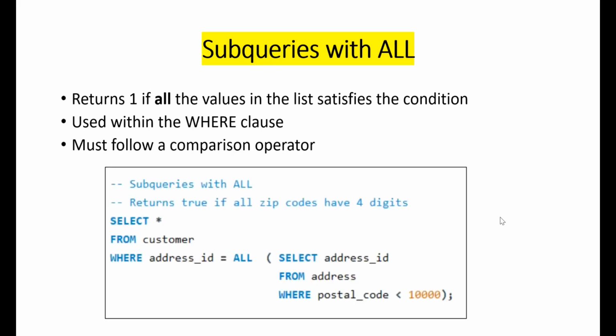Same thing, here we have the same example like the any, but we use all. So return true if all zip codes have 4 digits. As we will see, there are postal codes which have 5 digits. Thus, not all the values in the address ID list are with 4 digits. As a result, when we use all, it will return for us an empty list.